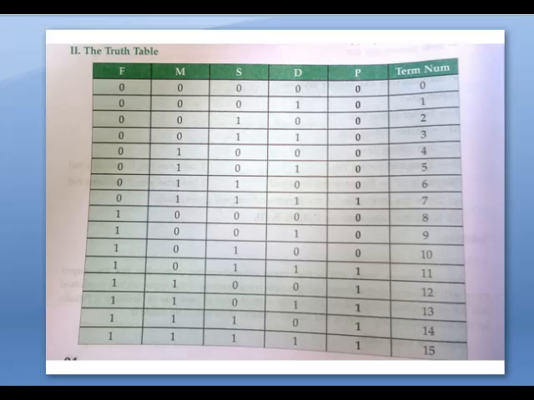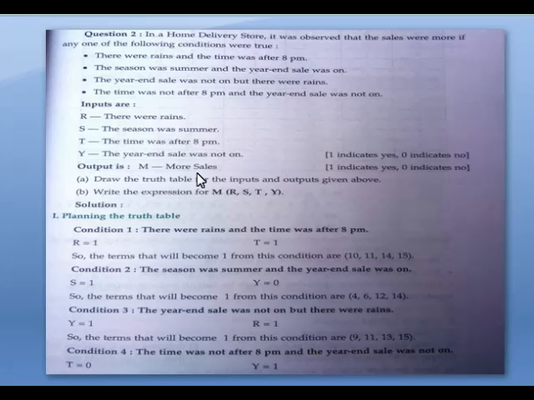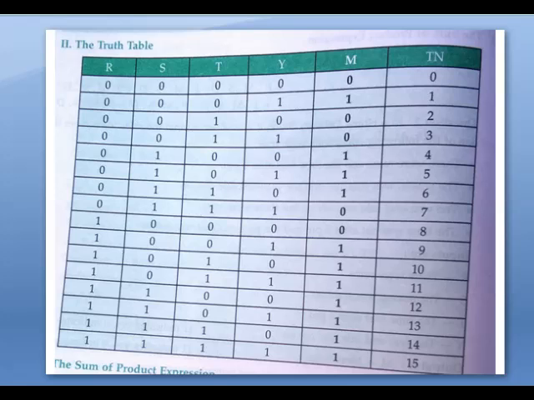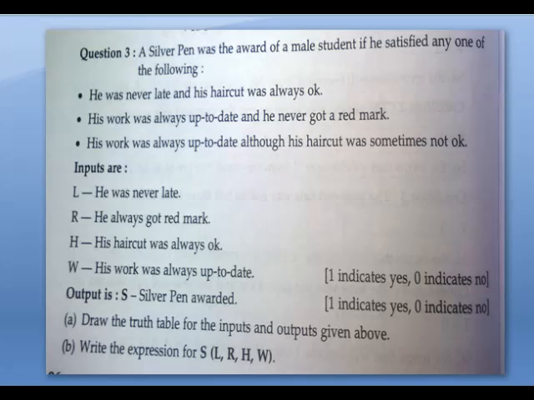Okay students, now another question is here. You have to read the question, first understand it, plan the truth table, and then draw the truth table. Another question is also there, that is question number 3. Here also first you have to read the question carefully and plan the truth table, then draw the truth table.